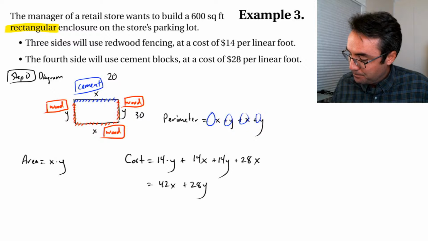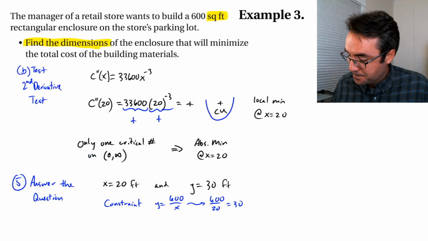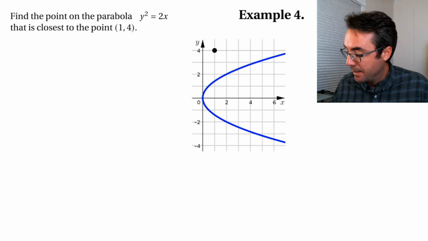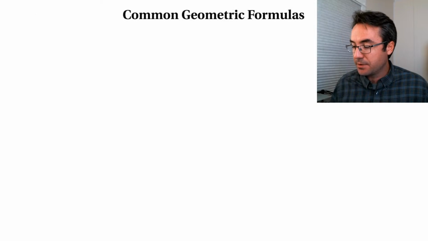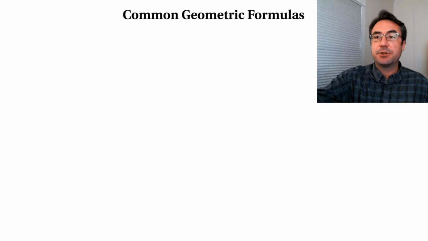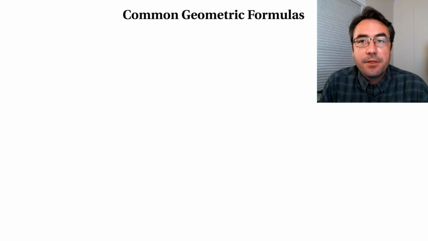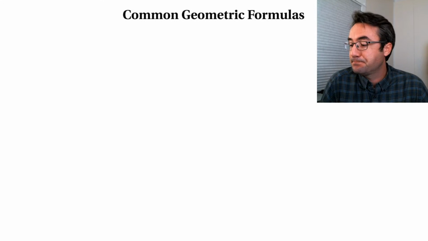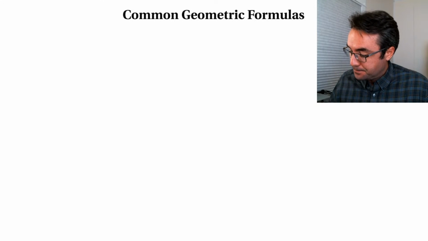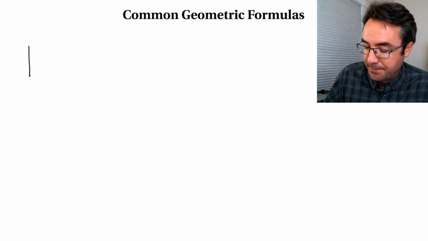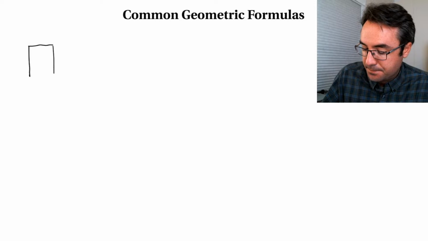All right. We're going to try one more example, and we'll save this one for next time. I'm going to jump ahead a little bit, though, and we're just going to talk about some common geometric formulas that kind of show up in a lot of the applied optimization problems that we're going to look at. And the first one is one we've looked at in the two examples today, is a rectangle.